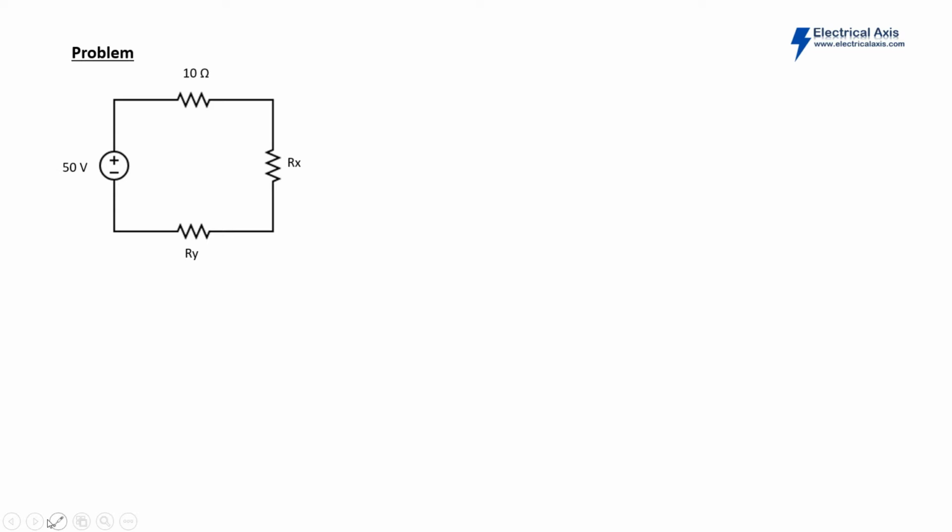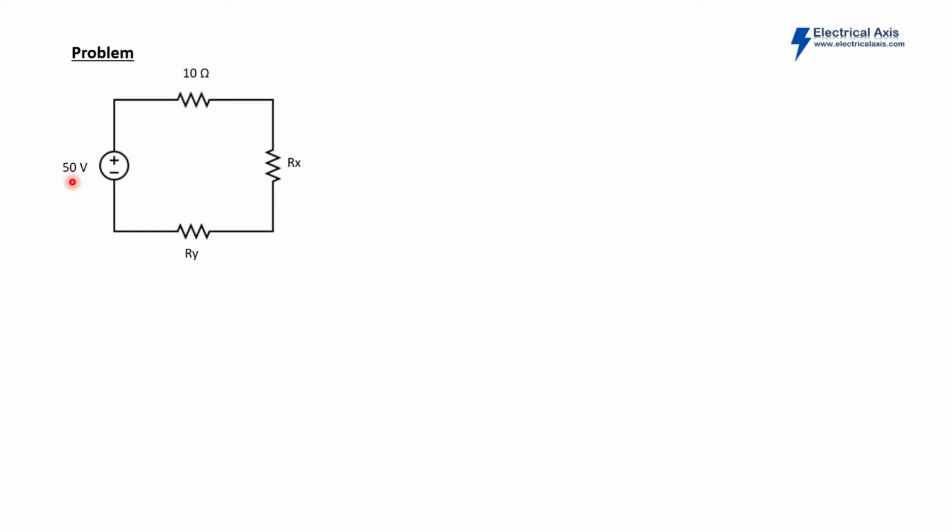The problem that we are going to answer this time belongs to the fundamental concept of electric circuit analysis. As you can see from the figure, there are three resistors that are connected in series and supplied by a 50 volts DC source.